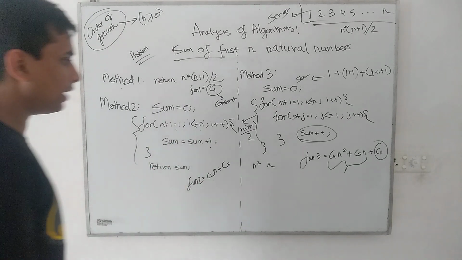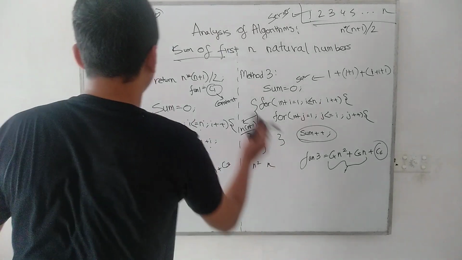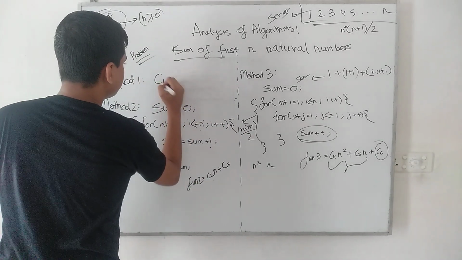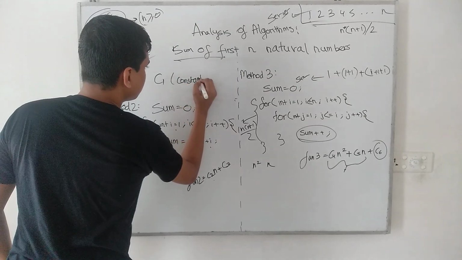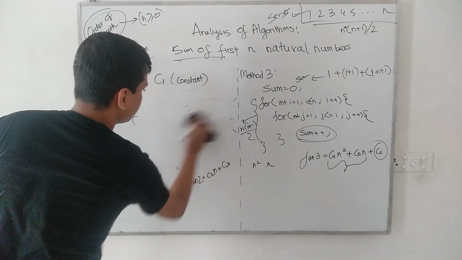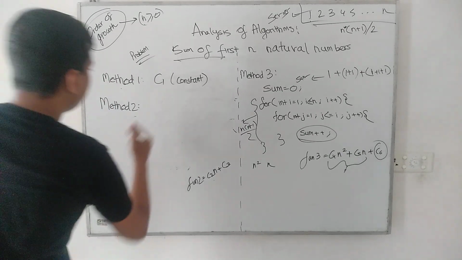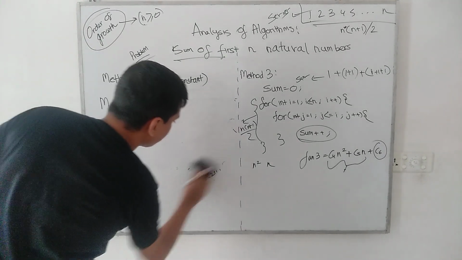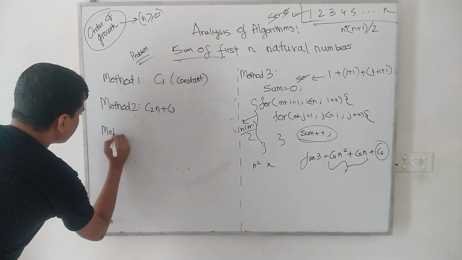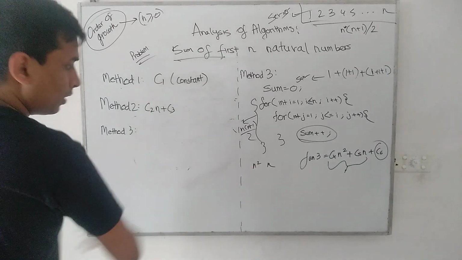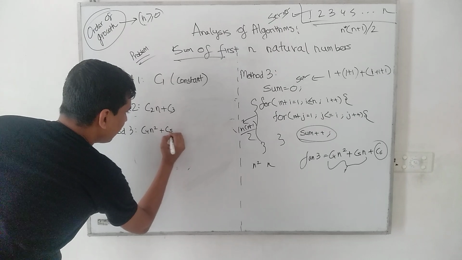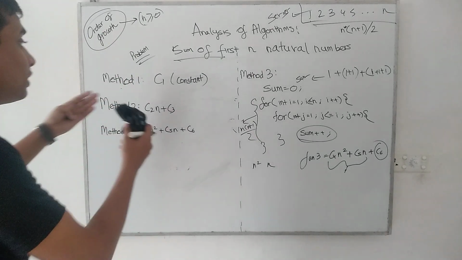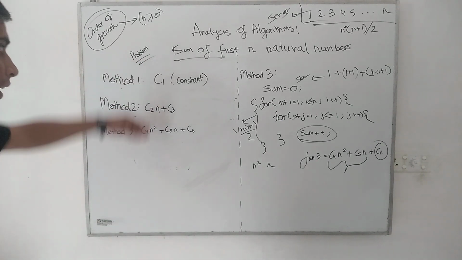So let's just keep this in mind, and let's start analyzing our particular algorithm. So for method 1, our function was C1, that is a constant value. For method 2, that is our function 2, we were getting C2 N plus C3, since the number of times the loop was iterating. And for method 3, it was C4 N squared plus C5 N plus C6. So these are the three methods, and these are the time complexities, or the functions on which the time complexity is dependent. These are the values for it.